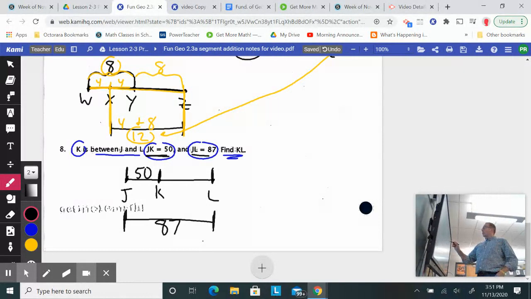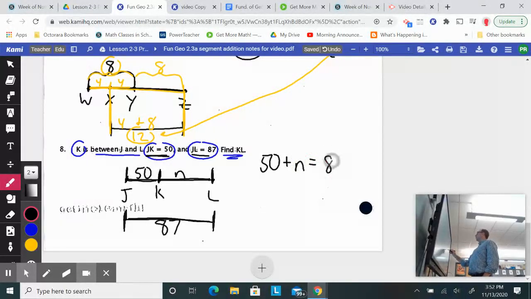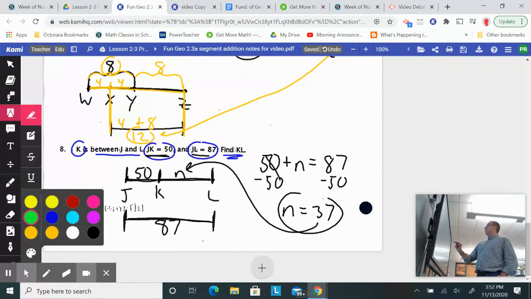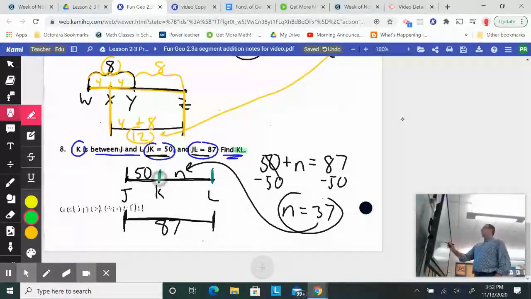We're supposed to find K to L, this distance right here. One way to do it, you could put a variable here like we're missing that number, and you know that 50 plus the n has to be 87, so you could set up an equation. Now some of you also can see that all you have to do is subtract 50, and you'd end up with the missing distance for n. So this missing distance would be 37. Remember, always go back and check too, what are you finding? You're finding K to L, so make sure you're finding the actual distance K to L, which would be the n, which is my 37.